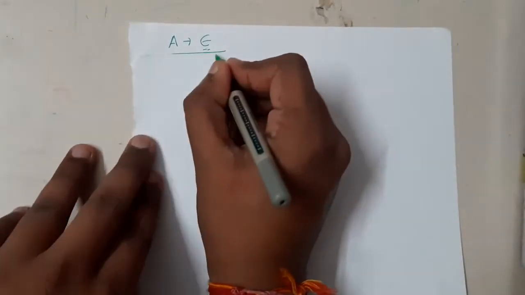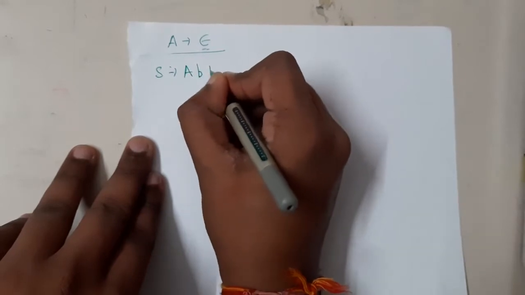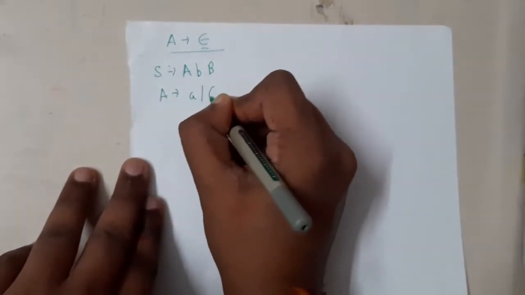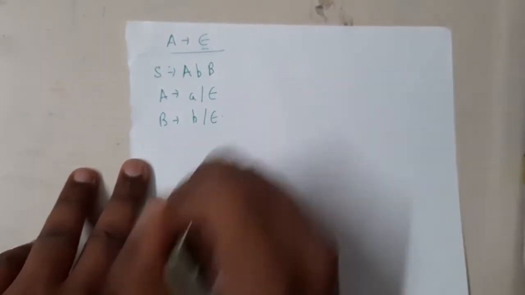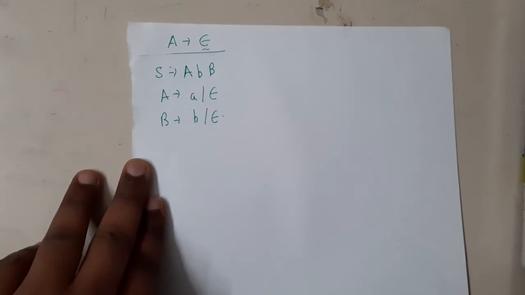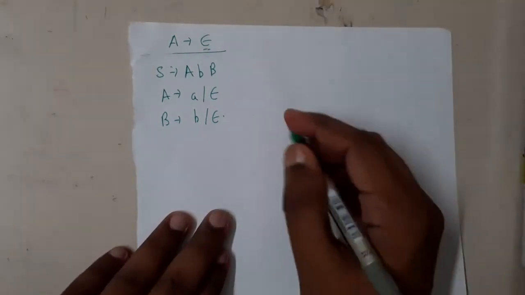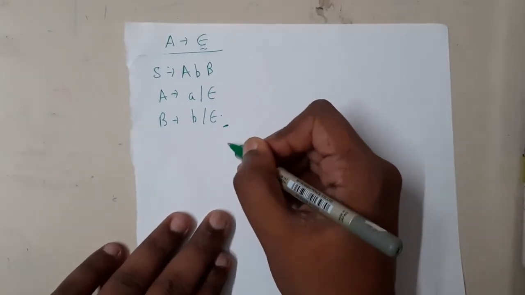The example is S implies A, small b, capital B, where A implies a or epsilon, and B implies b or epsilon. Is it clear, guys? I'm not getting clarity on whether the video is clear or not sometimes. Okay, so this is the given question.